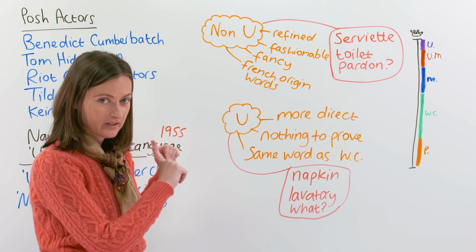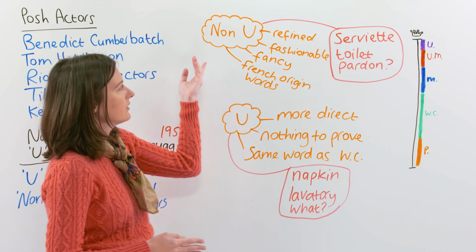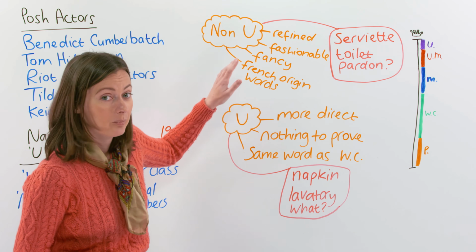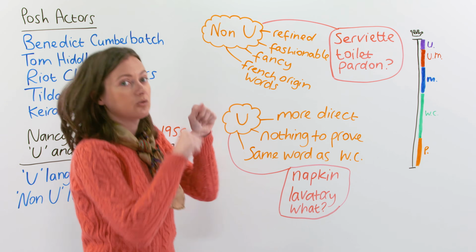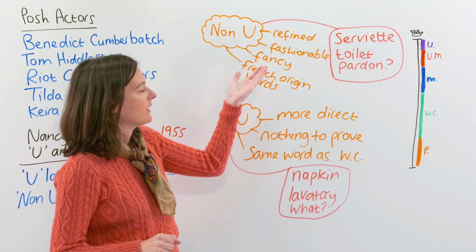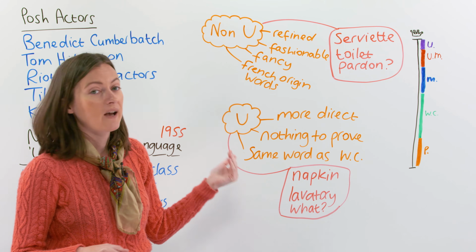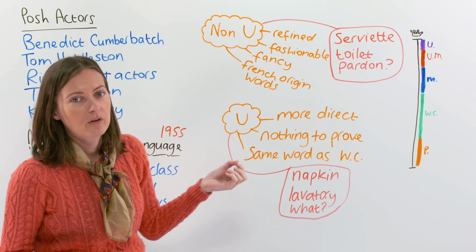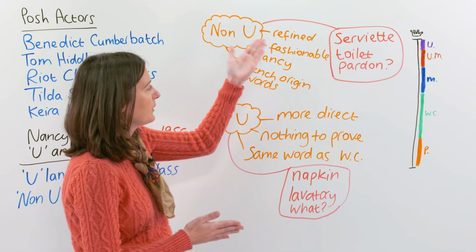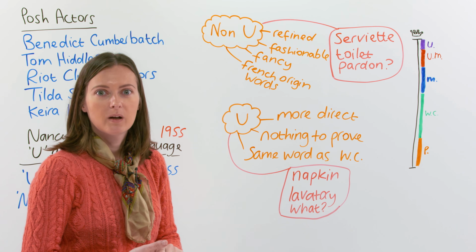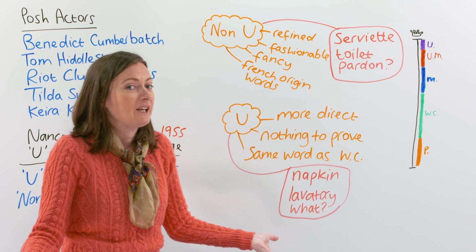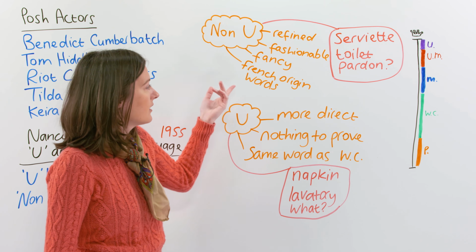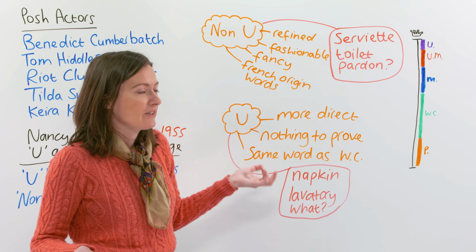According to Nancy Mitford in 1955, how we can describe non-U language, not upper class, the people climbing up, they spoke in a way that was refined, fashionable, fancy, and they used French origin words. So if we look at those descriptions, well, yeah, I'd like to speak like that. It all sounds good, doesn't it? Refined, it's like elegant. French origin words sound sophisticated.